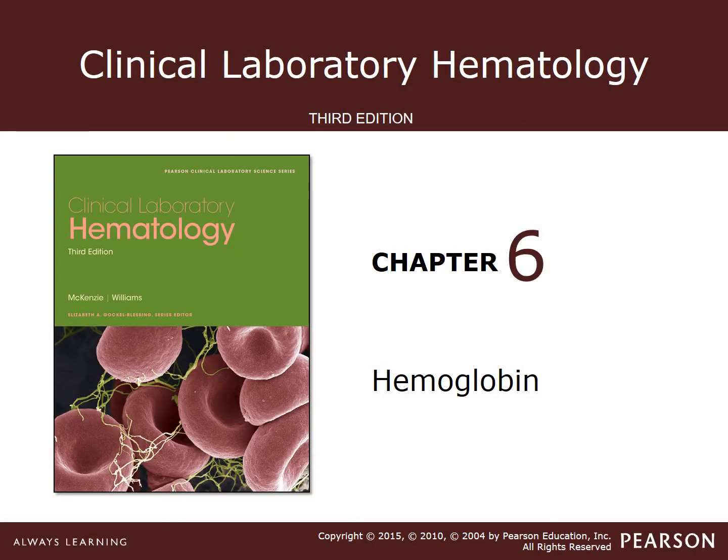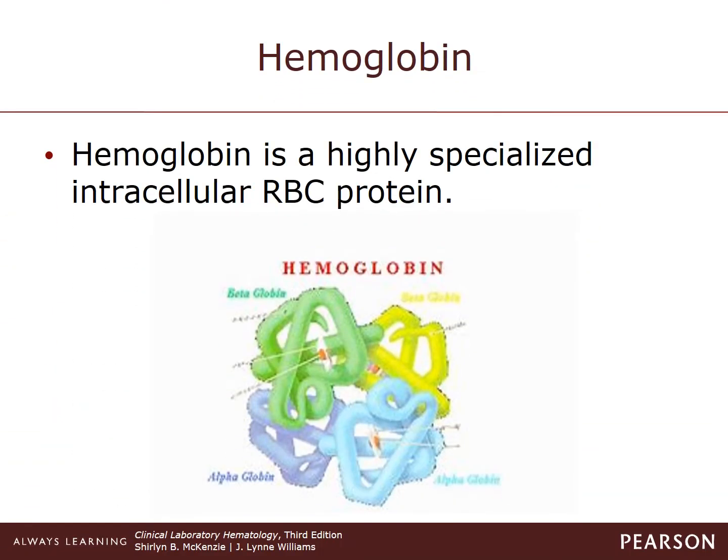Chapter 6, Hemoglobin. Hemoglobin is a highly specialized intracellular protein within the red blood cell.